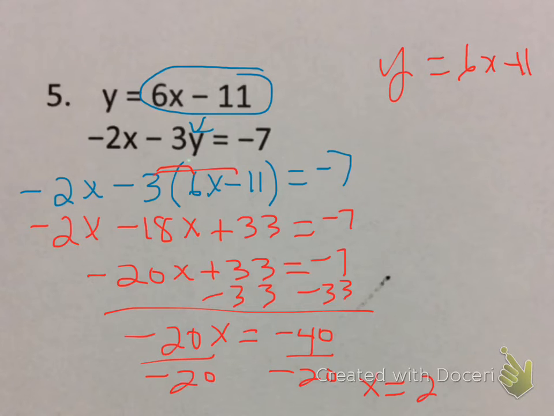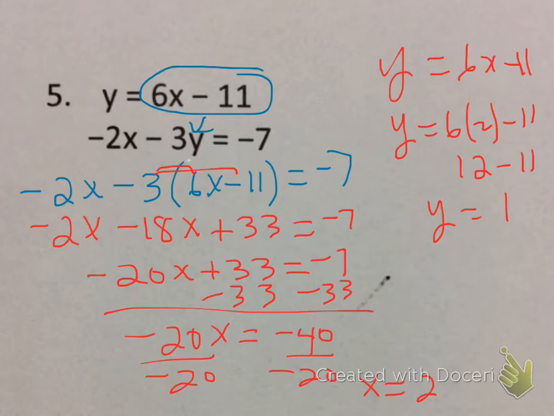And I'm going to put 2 in place of the x. So y equals 6 times 2 minus 11. 6 times 2 is 12. 12 minus 11 is 1. So y equals 1. And my ordered pair solution there would be 2 comma 1 because it's always x comma y.